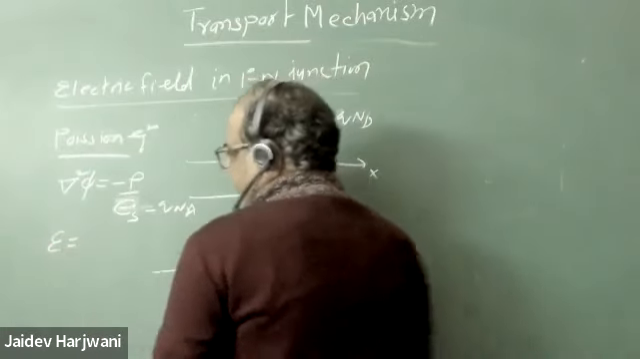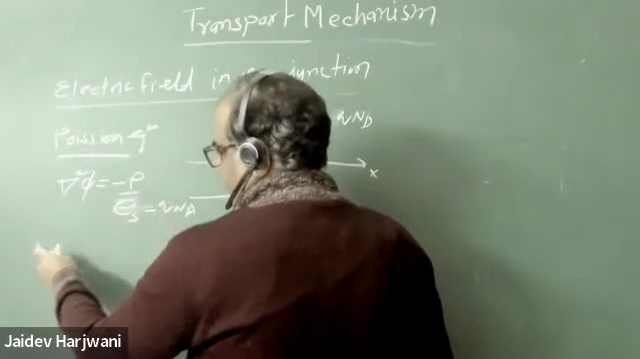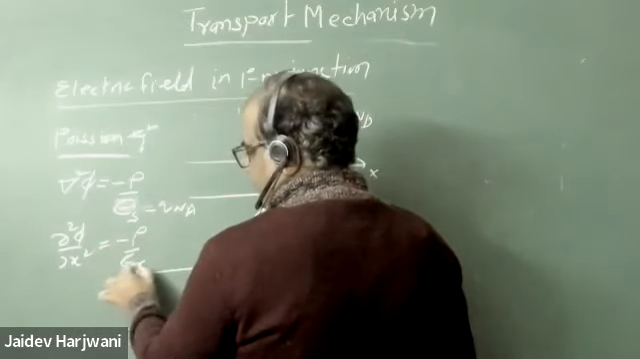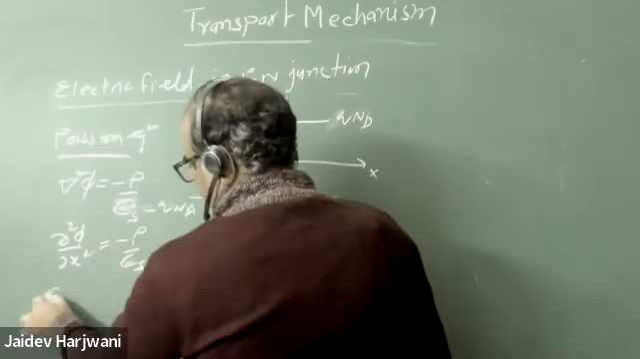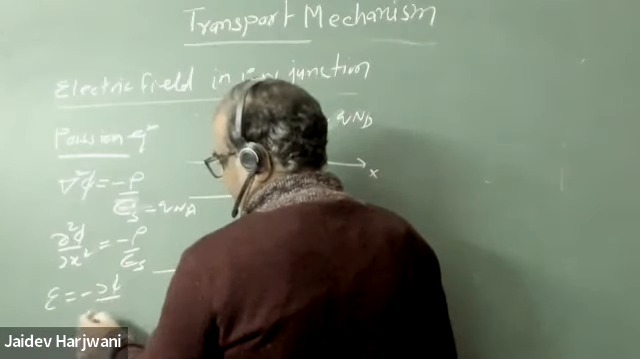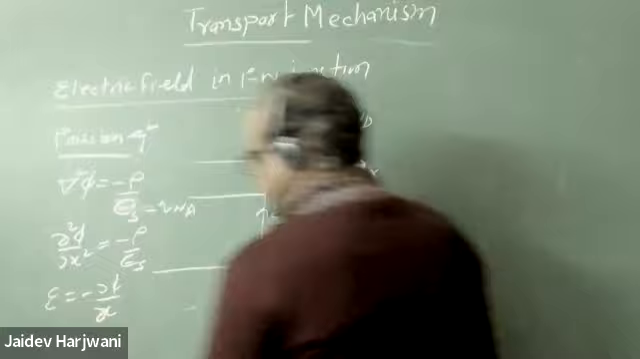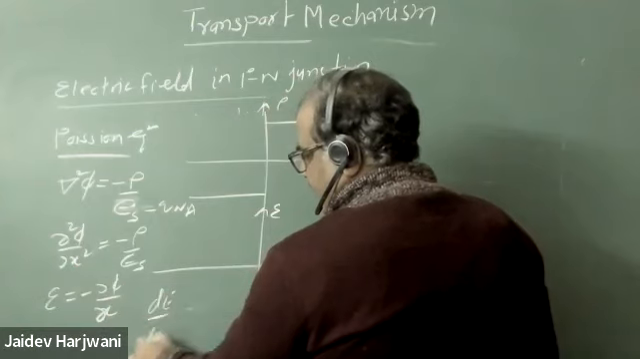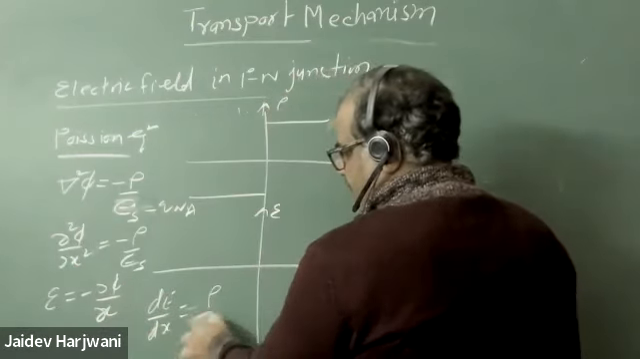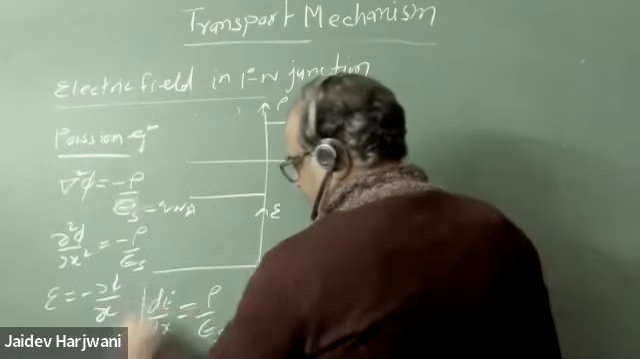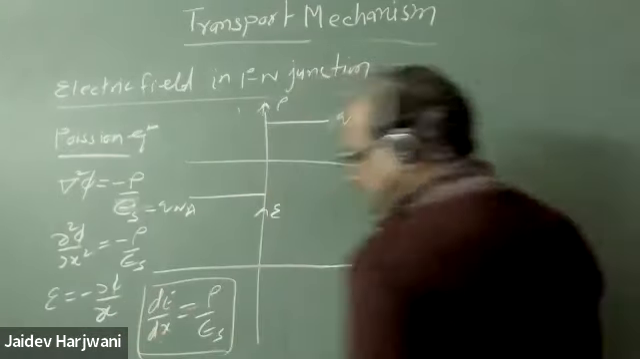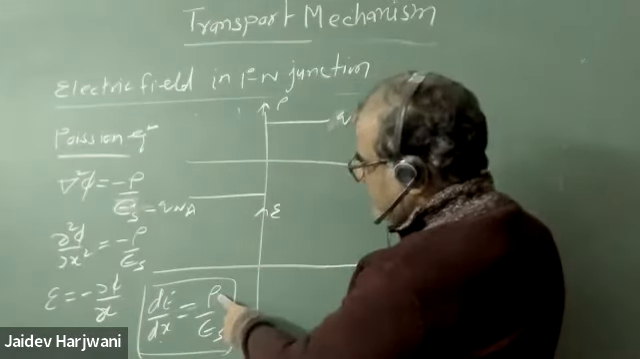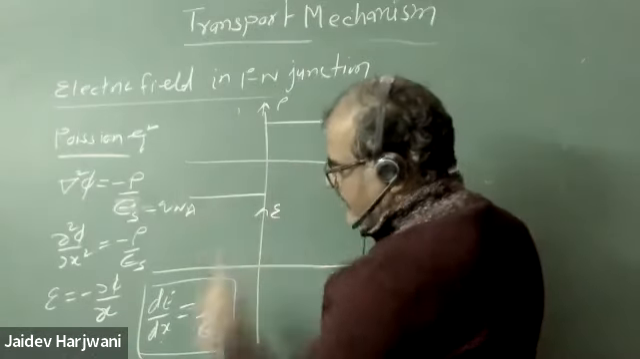Now I know electric field. If I write this in one dimension, I can write del squared phi upon del x squared equals minus rho upon epsilon S. And I know that the electric field is minus del phi upon del x. So if I put this value here, I can write dE by dx equals rho upon epsilon S. Now if I want the electric field, I can integrate this equation. I know the charge value on both sides: Q N D on this side and minus Q N A on this side.